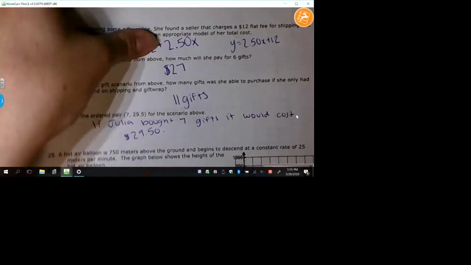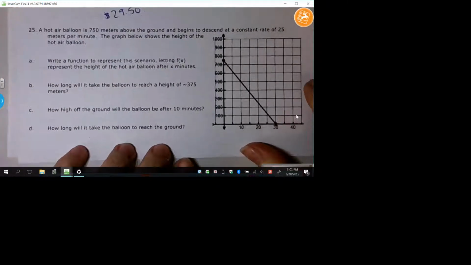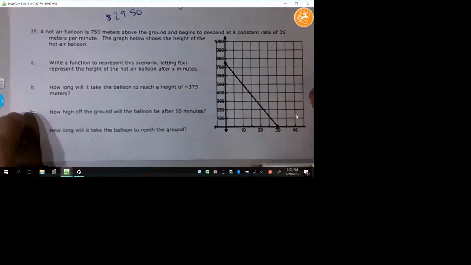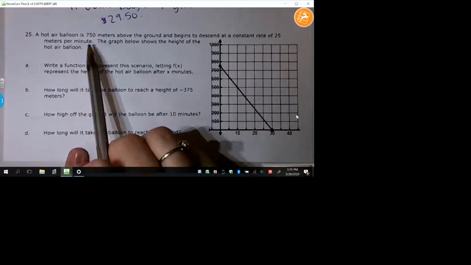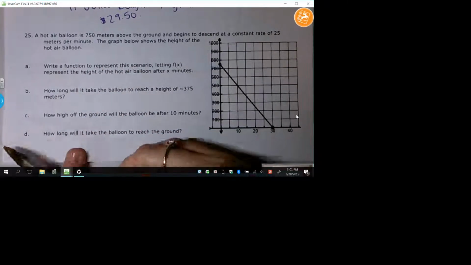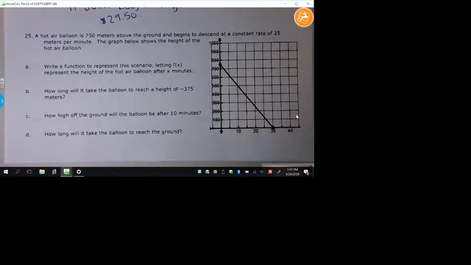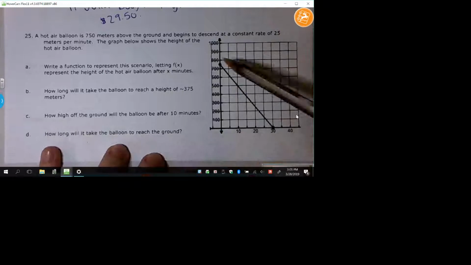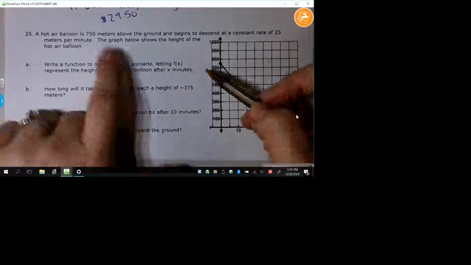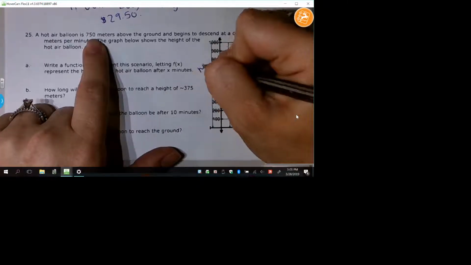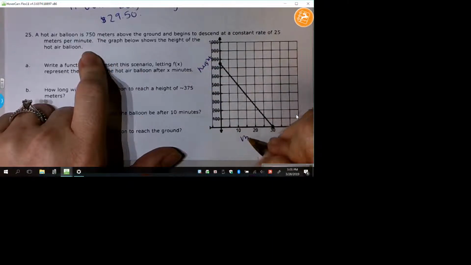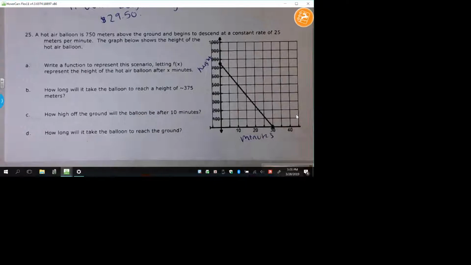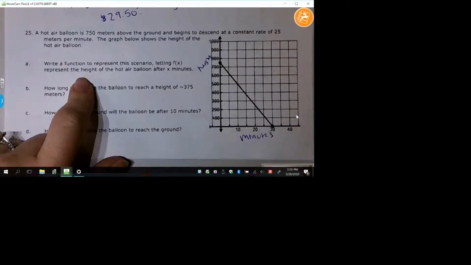Alright, let's look at number 25. Okay, if I'm going fast, remember you can pause and play as much as you need to, okay? 25. A hot air balloon is 750 meters above the ground and begins to descend at a rate of 25 meters per minute. The graph below shows the height of the hot air balloon. Okay, so here's our graph. It started at 750, so this is my height. And per minute, so this is minutes. It says write a function to represent the scenario.